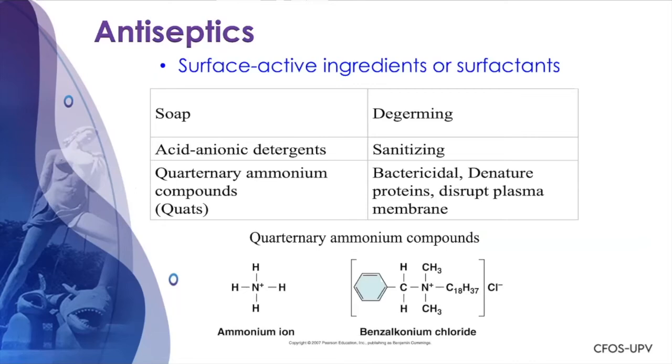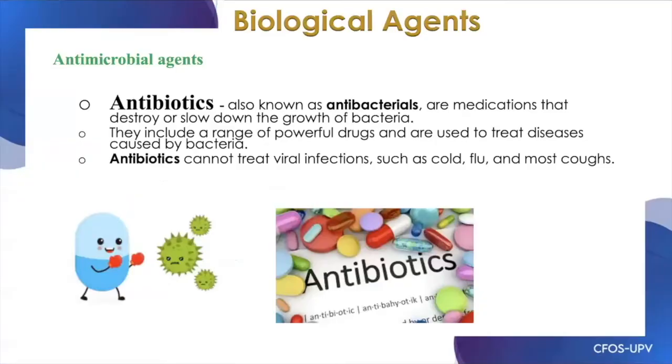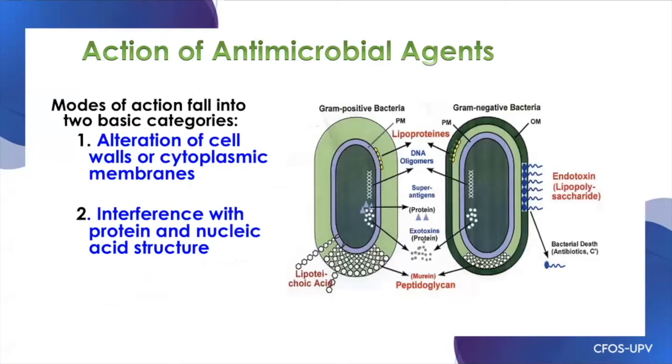We also have these super surface active ingredients or surfactants. We also have antiseptic compounds. And we have these antimicrobial agents. Ayan. So antibiotics, also known as the antibacterials, are medications that destroy or slow down the growth of bacteria, and they include a range of powerful drugs and are used to treat diseases caused by bacteria. And these antibiotics cannot however treat viral infections such as cold, flu, and other coughs, mga ubo-ubo.